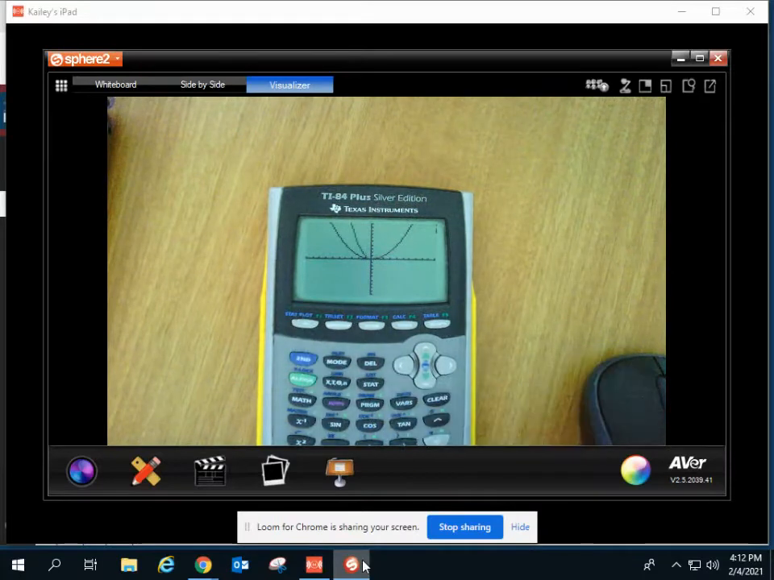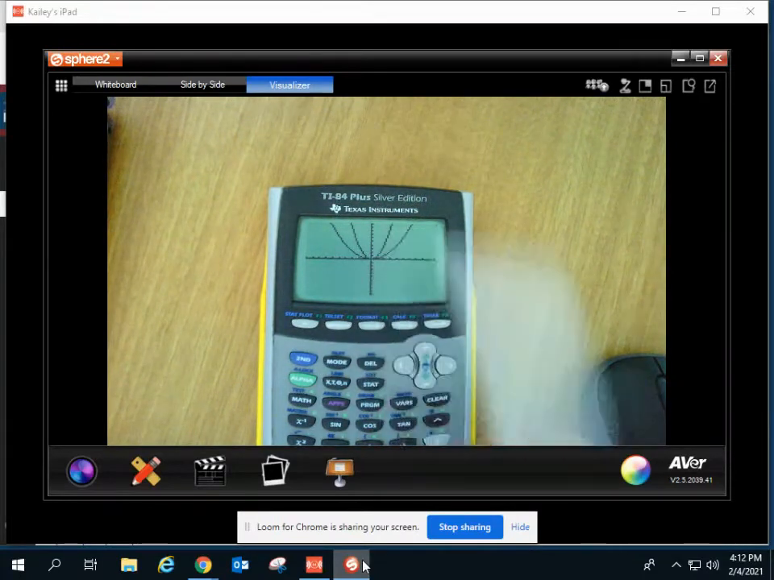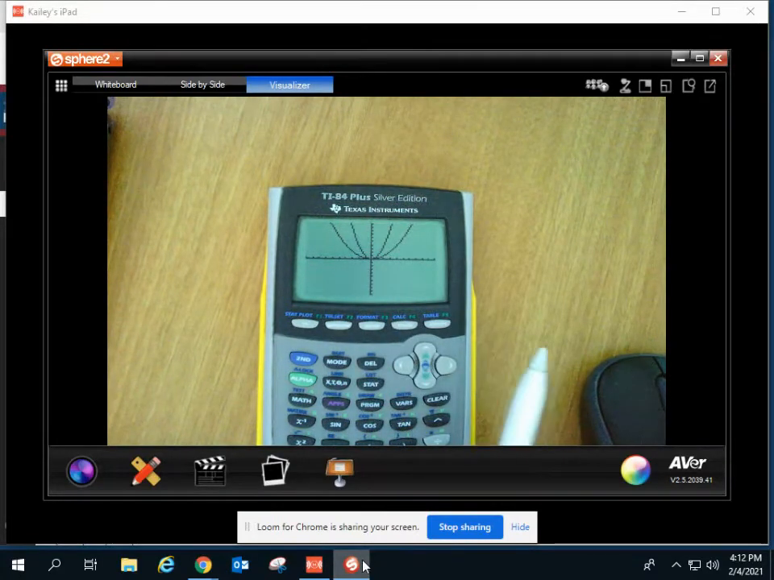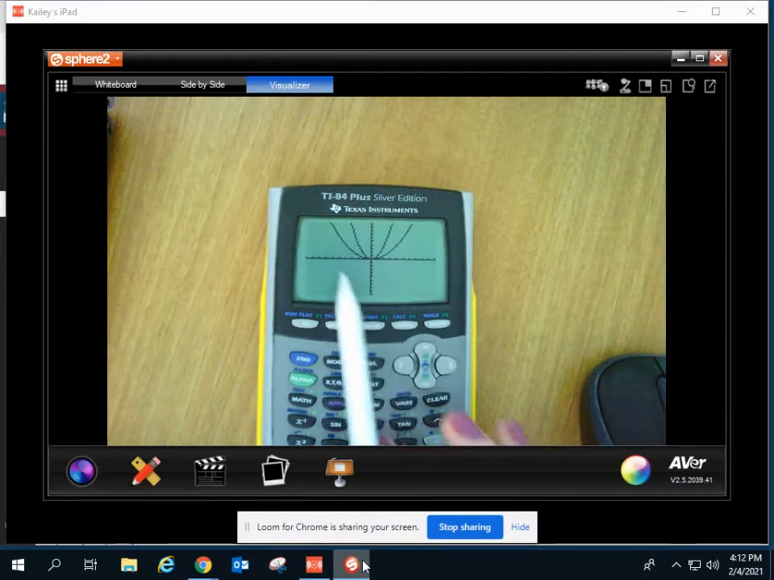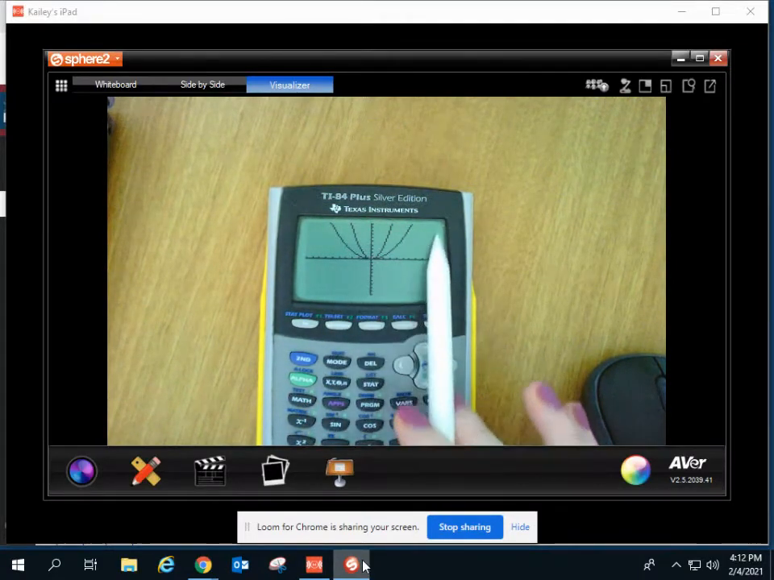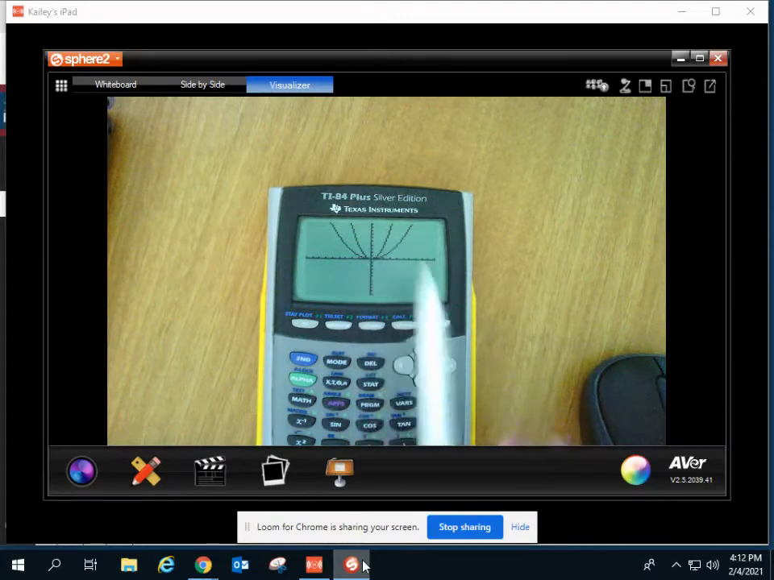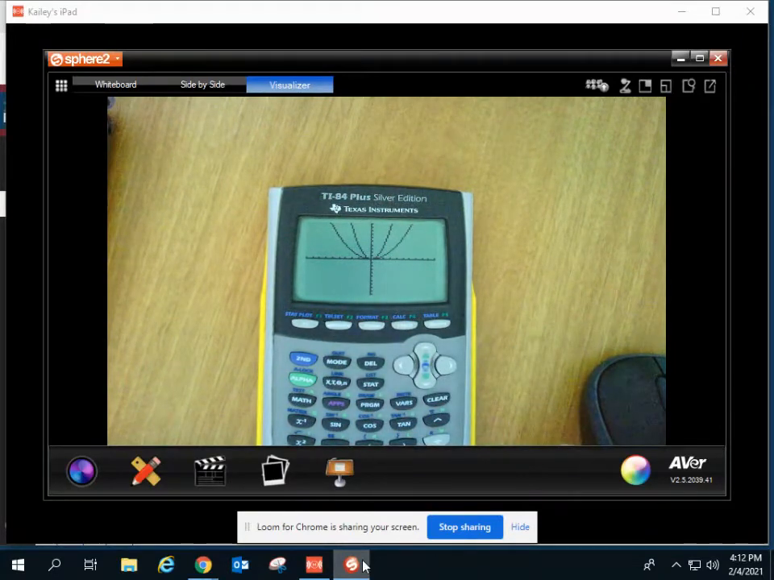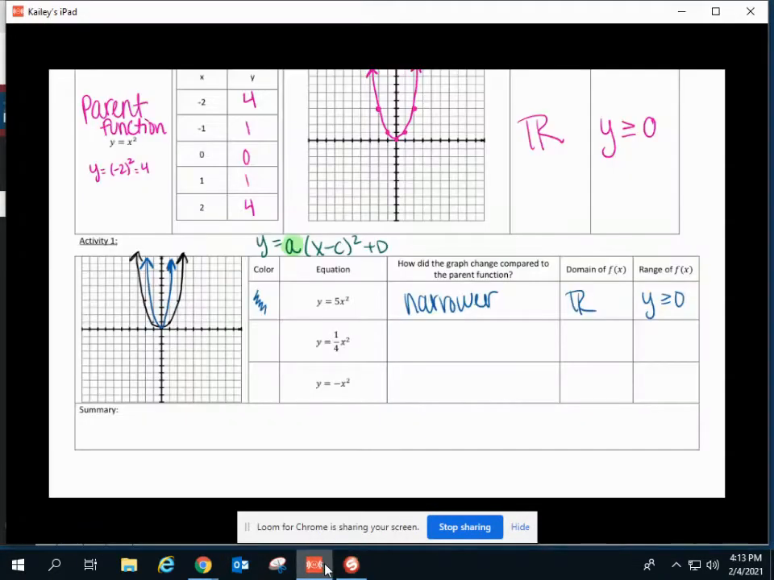Whoa, that one looks way different. And then the parent function's back in the middle. So think about how would you describe the difference between 1/4 x squared and the parent function? I would say that it got wider. So I'm going to use pink for this one. I'm just going to sketch that in here, showing that this one got wider.